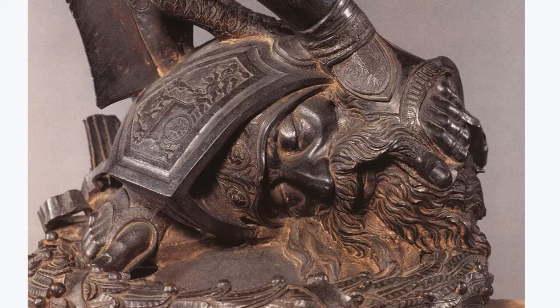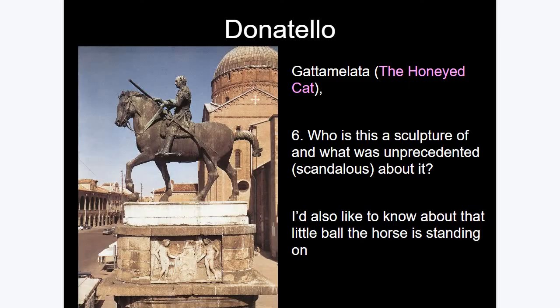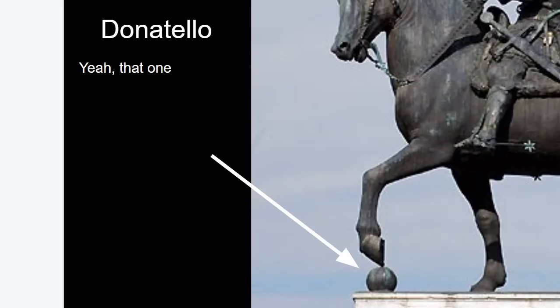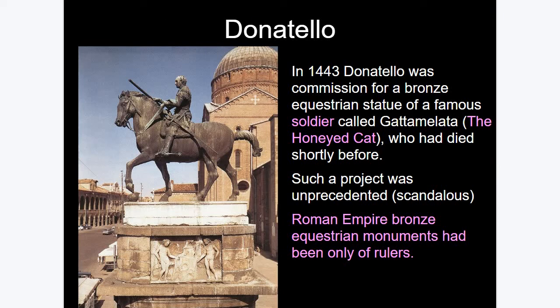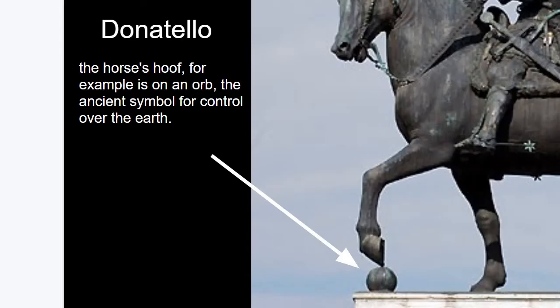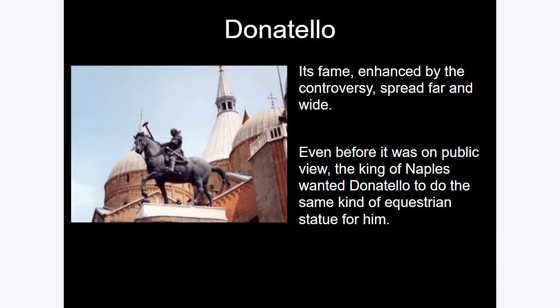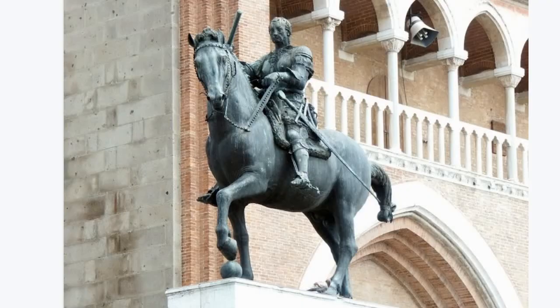Whoa, that's cool. All right, here's another piece that Donatello did. It's this guy right here. He's riding a horse, and you're probably like, what's the big deal? It's called the honey cat, or Gattamelata. Now, the cool thing about this is it's standing on this little orb. What does that even mean? Well, that means that the person riding the horse was in charge of the whole earth. But you know what? The guy on the horse is just a regular old soldier. He wasn't a famous general or anything. You couldn't do that back then. That's ridiculous. But he did it anyway, and people were like, wow, that's really cool. I want you to make a picture of me on a horse like that. And he got really famous for it.